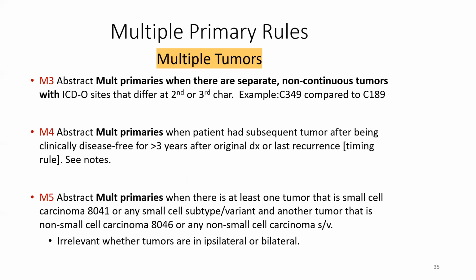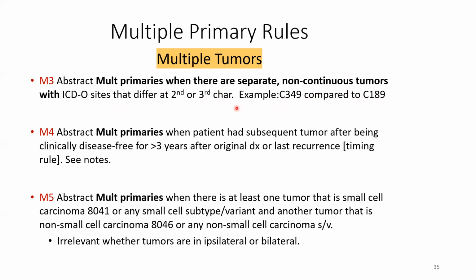So M3, if this applies, you say yes and you stop. If it doesn't, you say no and you keep going. So you have multiple primaries when there are separate non-contiguous tumors with primary sites that differ in the second or the third character. So that would mean if you had a lung and a colon, it's differing at the second and the third character, you would say yes and you would stop. You know you have multiple primaries.